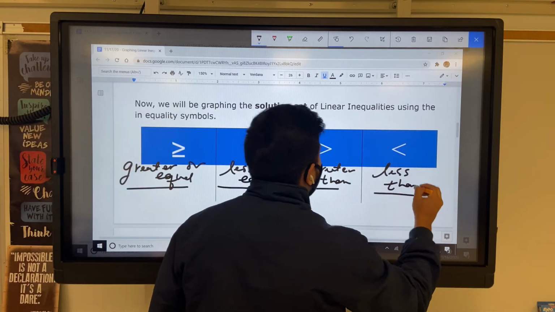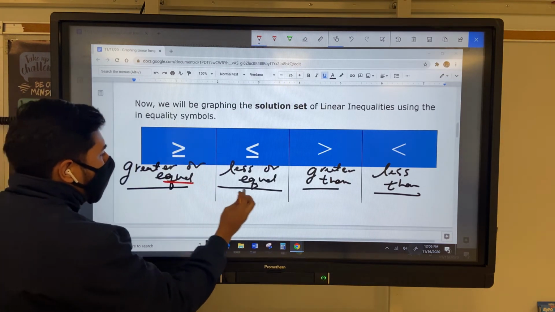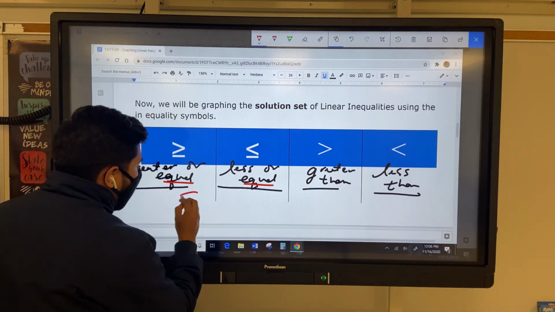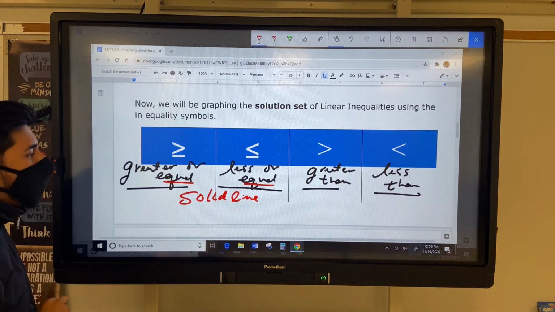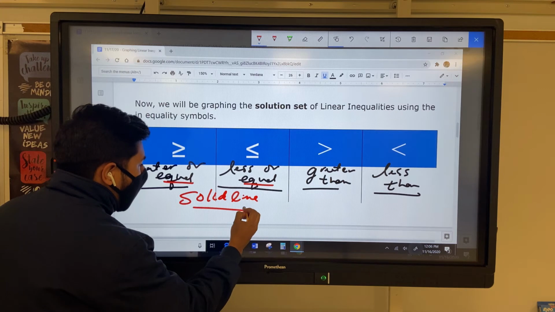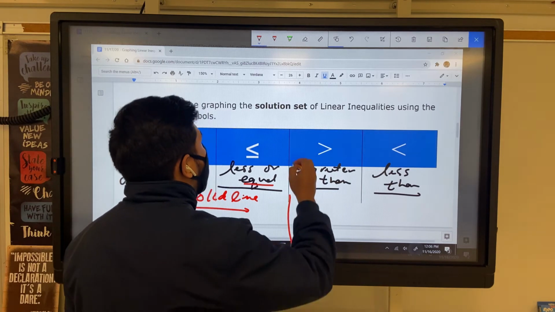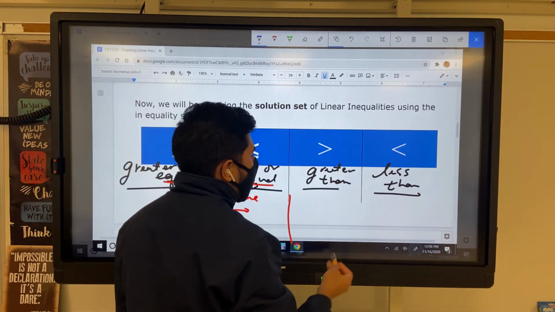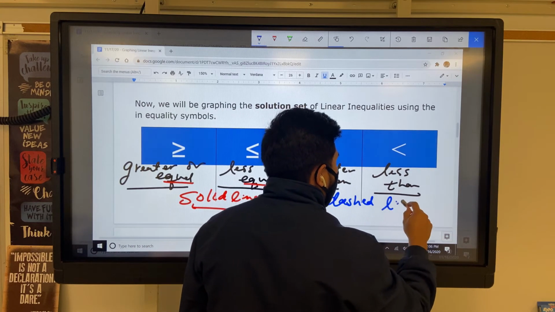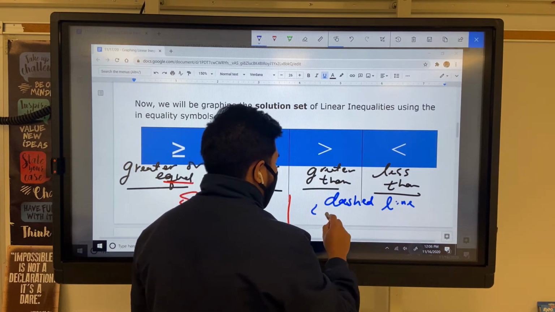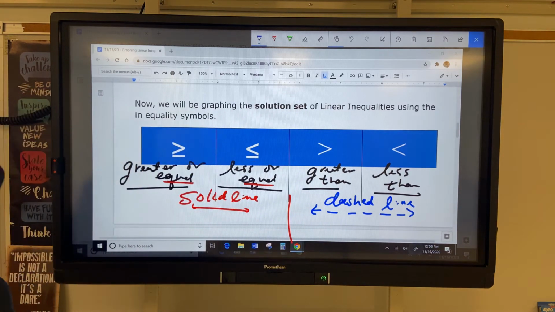Check it out. I'm going to do them in different colors. Because these are equal to, underlining equal to, that means that these two are a solid line. Okay? Solid line. That means it's just a straight line with arrows and it's a complete line. Over here, there is no equal to. It's just greater or less than. So this is a dashed line. And I'll go into more detail in a little bit, I promise. Still has the arrows, but the line with dashes. Okay?